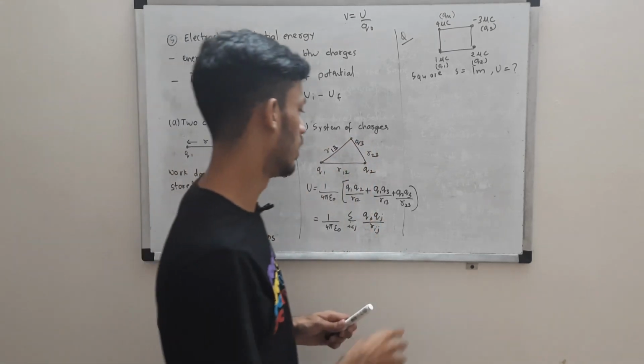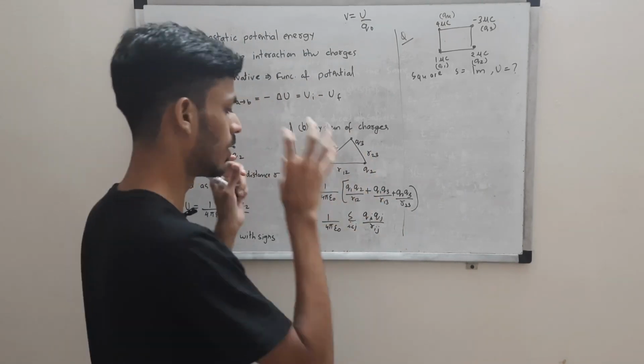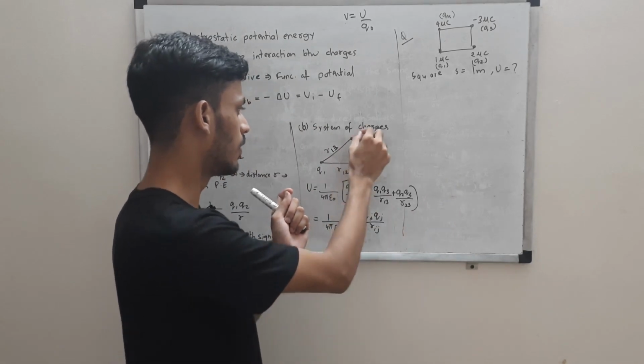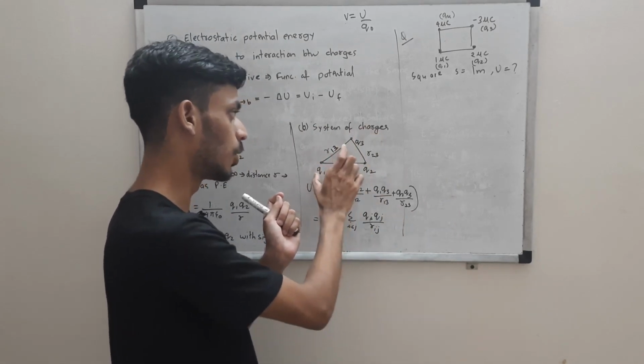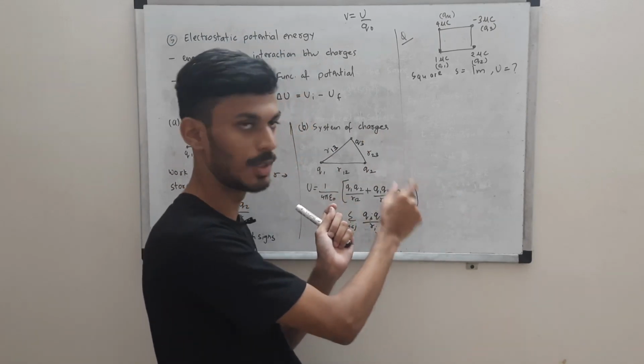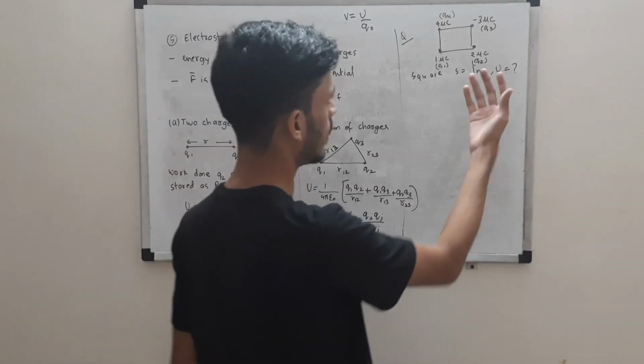Yes, and finally, since q3 was brought when q2 was also present, first we brought q1, no work done. Then q2 came. When we bring q3, this term will come due to q1, and due to q2, this term will come: q2 q3, the interaction between them, divided by r23. Okay, it will become more clear as we go to this numeric.